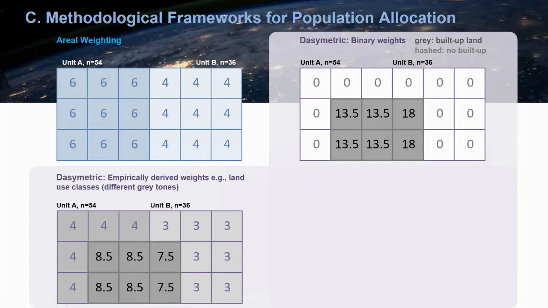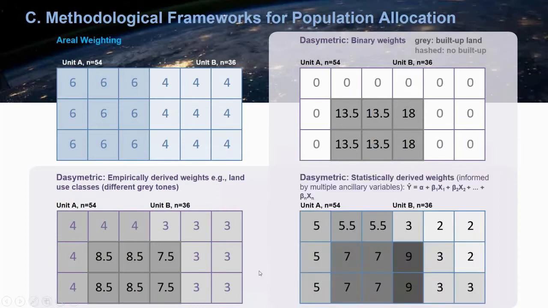Using more refined or empirically derived weights would allow us to create a more nuanced spatial distribution of the population, as you can see in this example. This might be, for example, different land use classes for which we derive different rules. How many people might be living in a certain land use class?